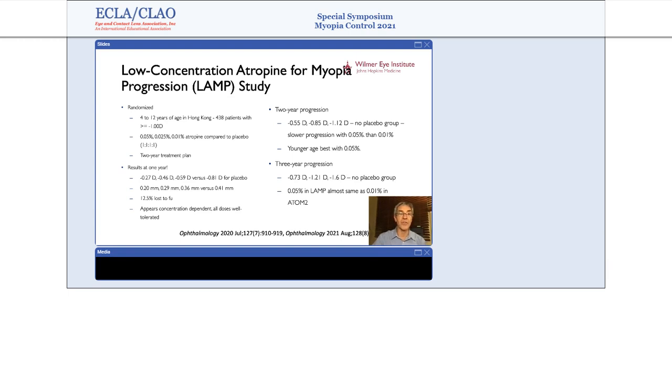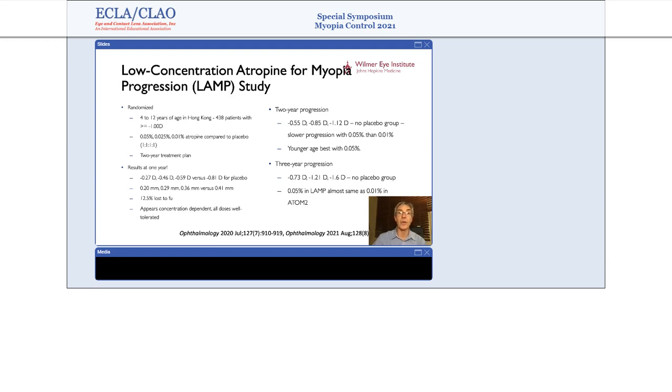They did have a 12.5% loss to follow-up. Unlike ATOM, this study found that there was a dose dependence. The higher the strength, the better the reduction in progression. Those data at 2 years were similar, although the progression did continue, and the 0.05% was doing better than 0.01, again in the Hong Kong LAMP study.